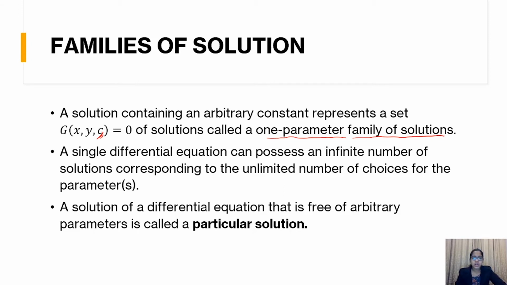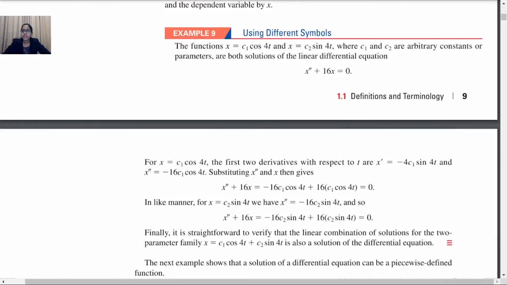Now we shall see an example which is given in your textbook. We are considering the differential equation x double dash plus 16x is equal to 0. Now this differential equation has a specialty. If you consider x to be c1 cos 4t or x to be c2 sin 4t, both of them will satisfy the differential equation.